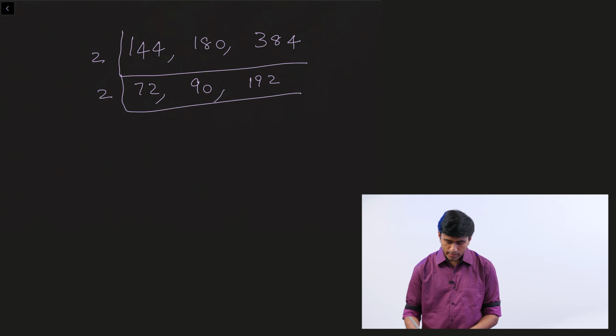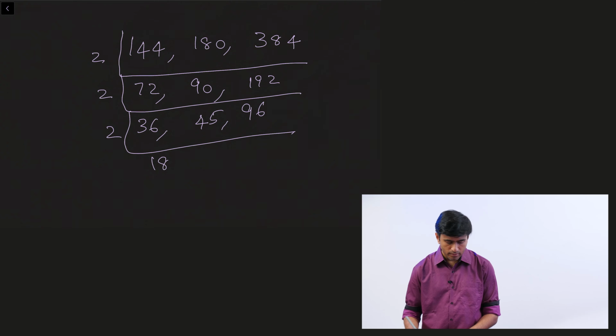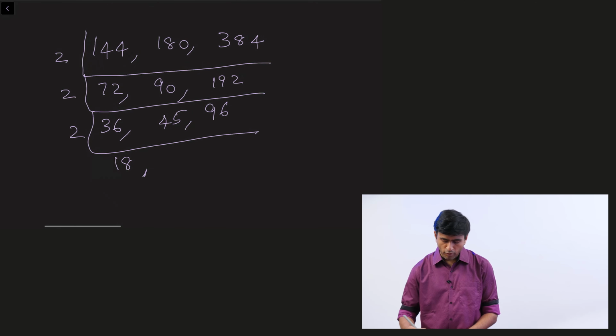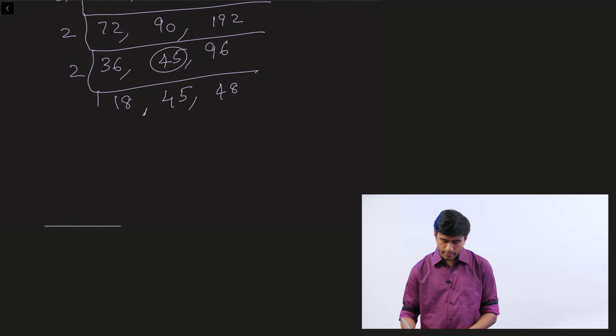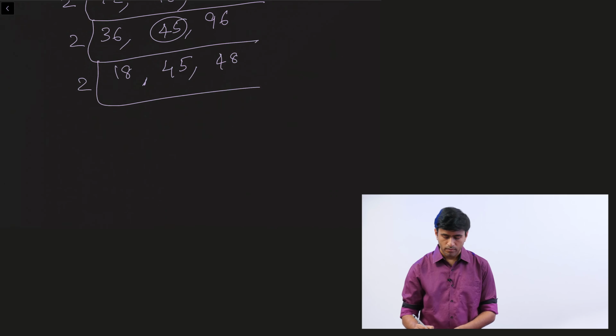2 36s are 72, 45 is 90, 296 is 192. Let's take 2, 18. Here 45 is not divisible by 2, so it is brought down as it is. 2 120s are 240. 2 9s, 45 again is brought down as it is because it is not divisible by 2.